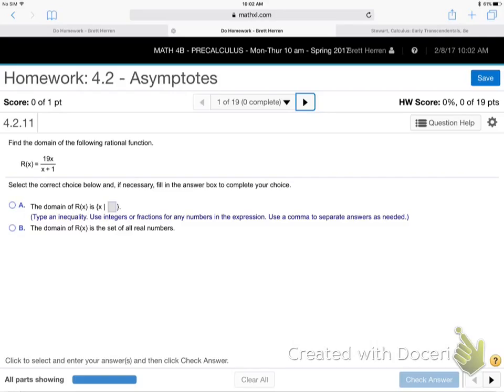There's our first question. Find the domain of the following rational function. Can you find the domain of that thing? Yeah. How do we find the domain of that thing? The denominator needs to be set not equal to 0. Right? Remember that? This could have been on the last exam. This isn't really anything new.